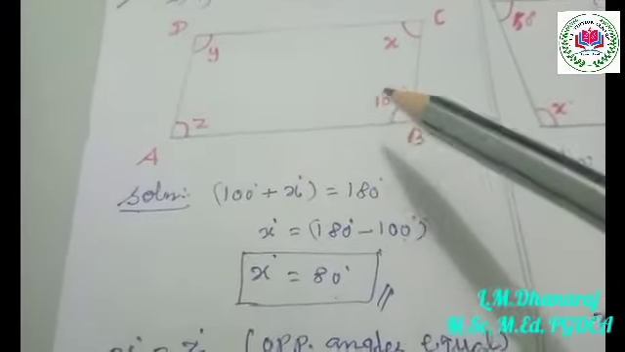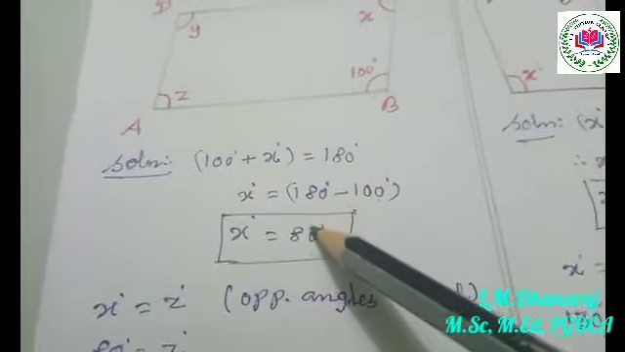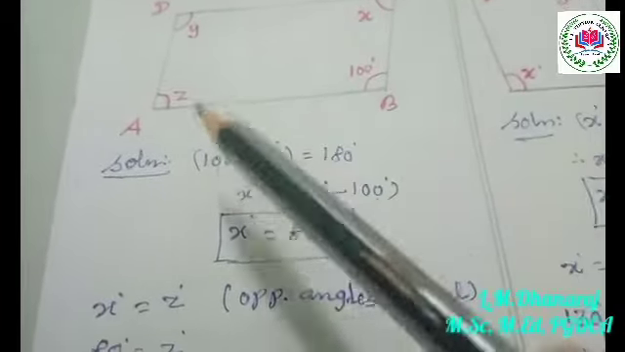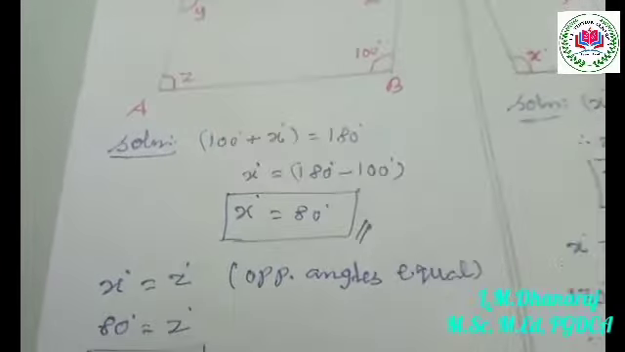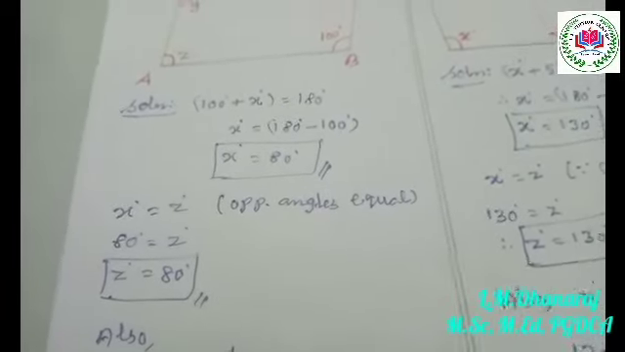Now the next one is angle x is equal to angle z degree, which means opposite angles are equal. Therefore, since we found x is equal to 80 degree, angle z also will be 80 degree. Now angle y degree is equal to angle B, that is 100 degree, because these two are opposite angles. Therefore y is equal to 100 degree, opposite angles are equal. Therefore x is equal to 80 degree, y is equal to 100 degree and z is equal to 80 degree.